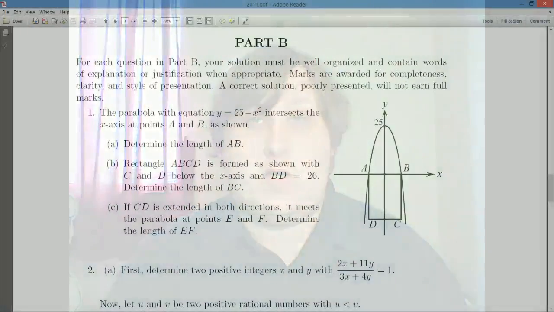Hello everybody and welcome back to our continuing progress through the 2011 Senior Mathematics Contest. We've gone all the way through Part A and now we're on to Part B. So how about we take a look at what Part B on the contest has to offer.